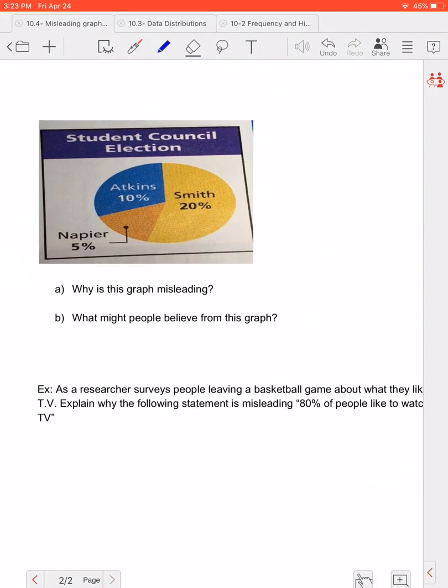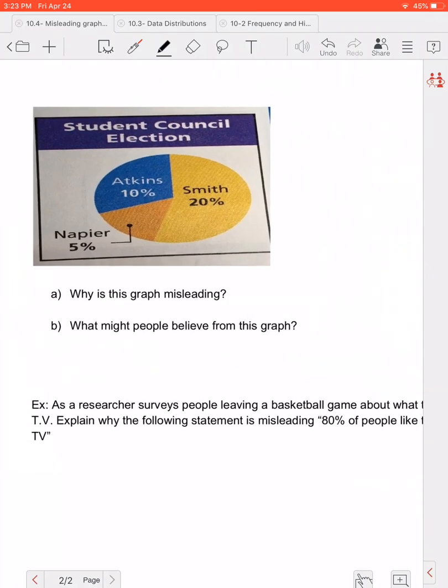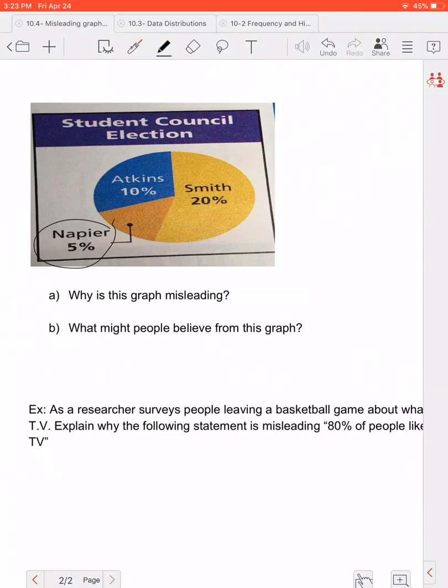Last one here. Why is this graph misleading? Go ahead and pause the video and see if you can look at this graph and decide why you think it's misleading. Okay? And this graph, if we know, we have 5%, 10%, 20% of people, which adds up to about 35%. This is not 100%. I'm going to write this in a different color so we can see it a little bit better. Pie charts need to add up to 100%. If they don't add up to 100%, they need some sort of other category here telling me what they are. Otherwise, it just doesn't work.